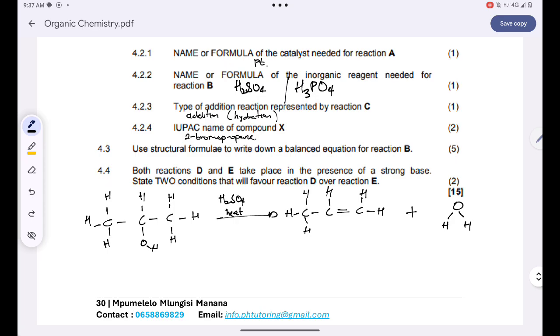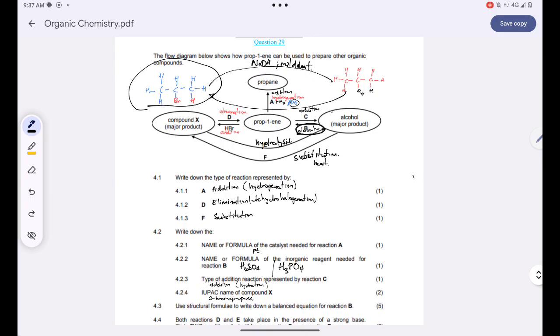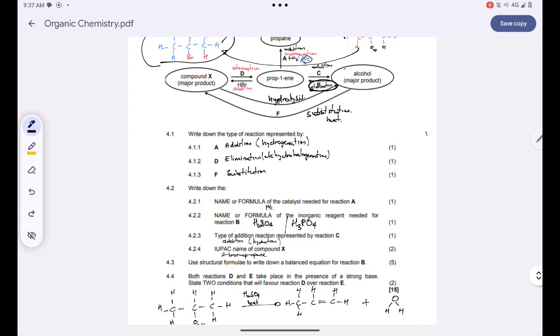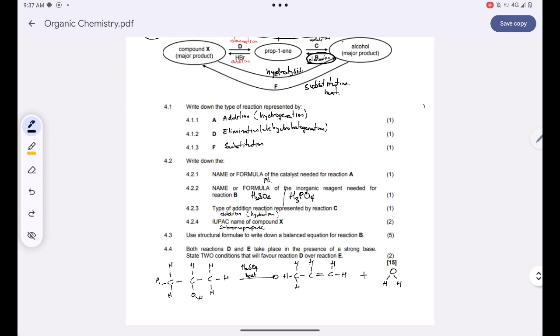Okay, both reaction D and E take place in the presence of a strong base. What's happening with D and E? Reaction D, it's dehydrohalogenation. Reaction E, it's hydrolysis. What's the question? State 2 conditions that will favor reaction D over reaction E. Okay, reaction D over reaction E.